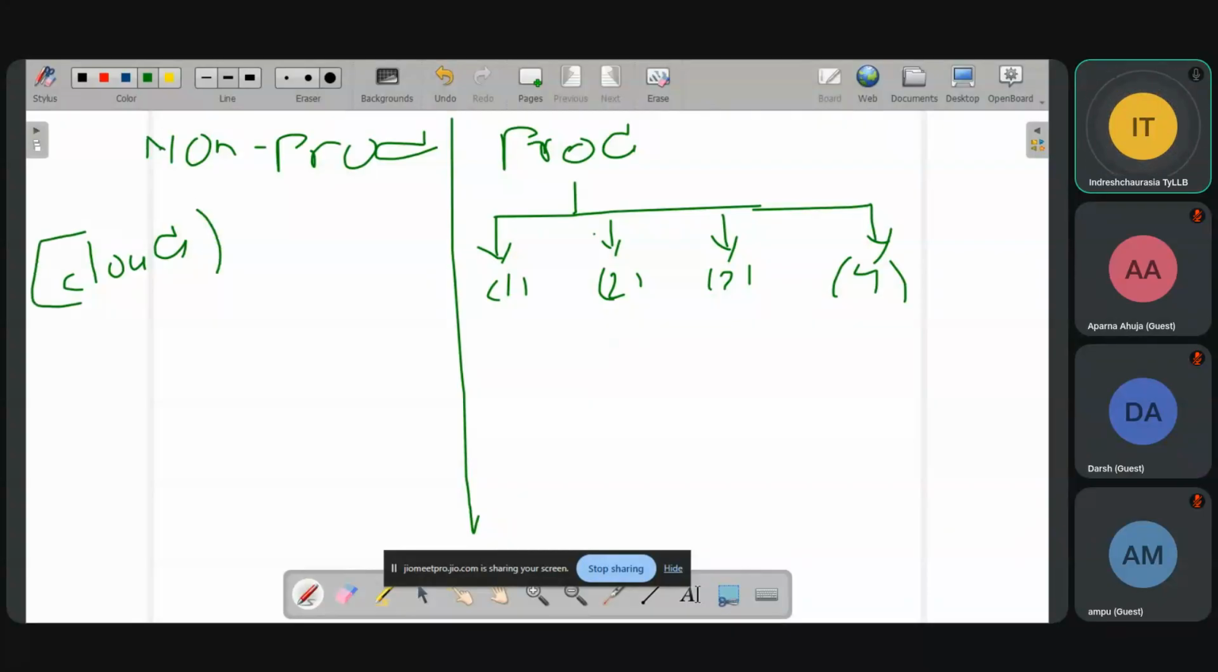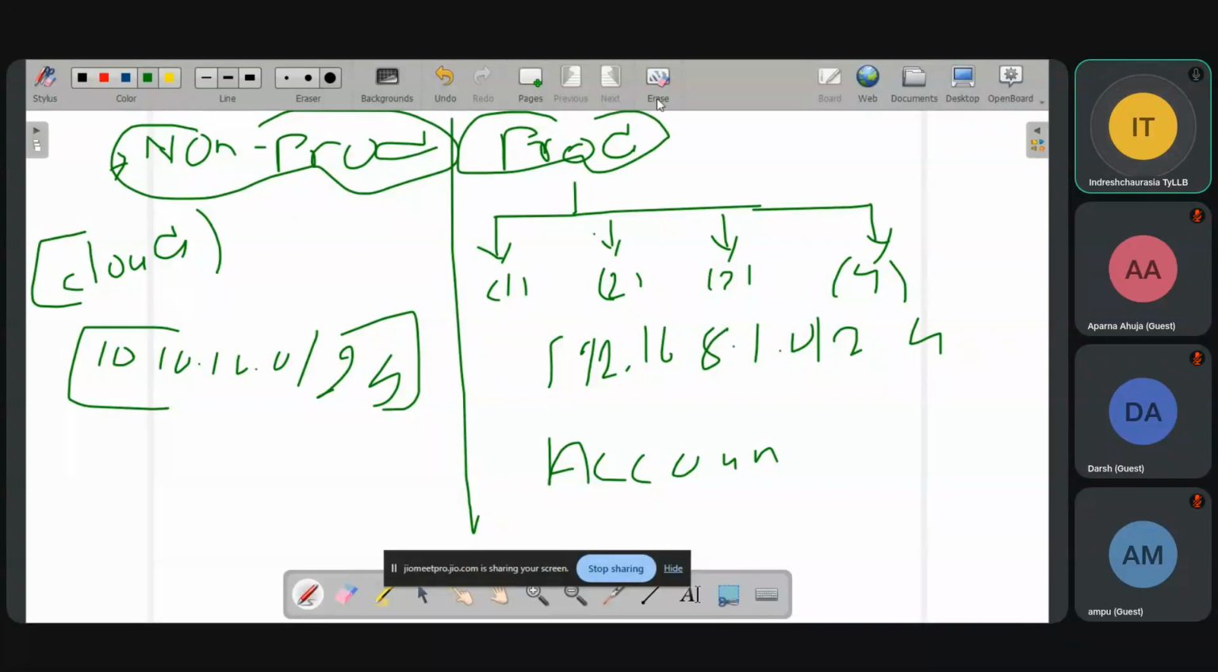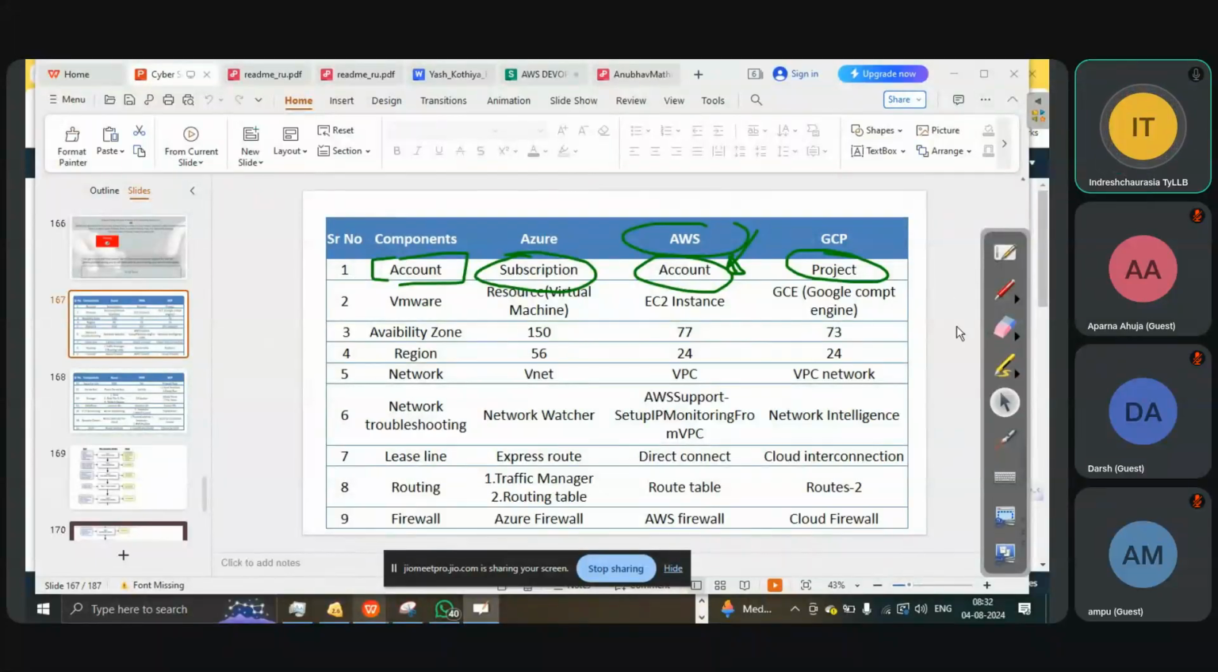On premises you can simply select an IP address range and put one range in one segment, one particular group. Suppose 10.10.10.0/24, you call this non-production, and 192.168.1.0/24 you call production. But in the cloud, how are we going to do those things? In that case you have to set up an account for non-production and an account for production. That particular thing is called an account.